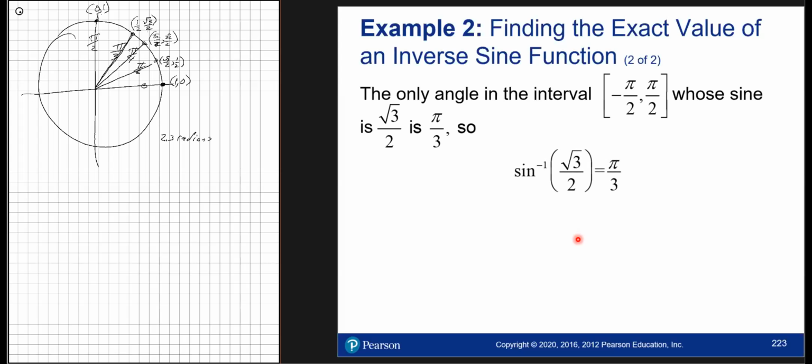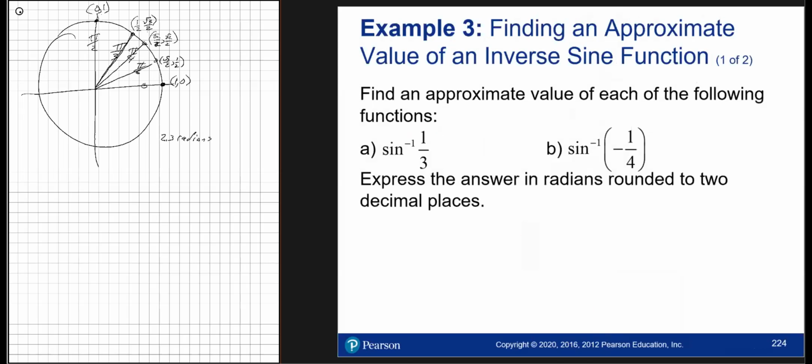So in this interval, we only have one angle that gives us square root of 3/2 for sine. And so that's our solution. So that's how we do these.